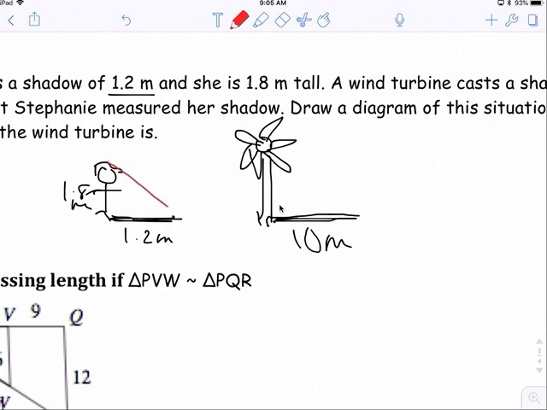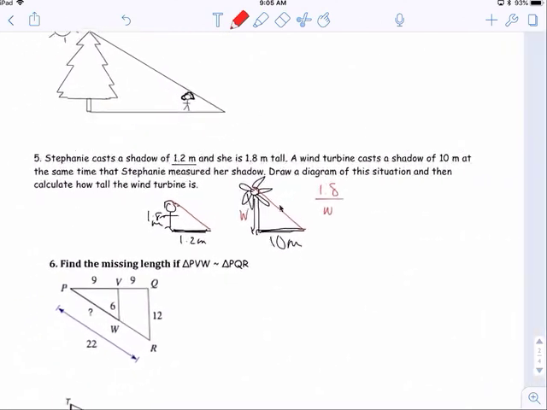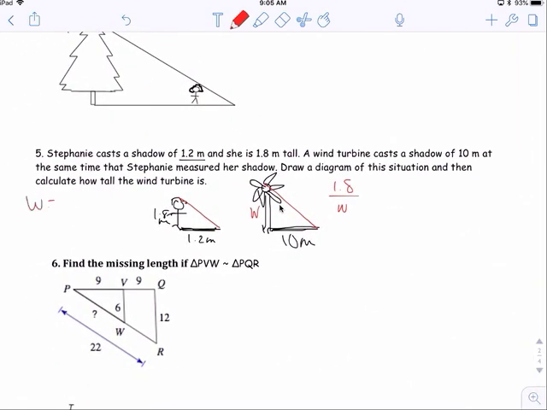So, see this triangle and this triangle. Okay, so we know 1.8 corresponds to the wind turbine. W is the height of the wind turbine. We want to find the height. Calculate how tall the wind turbine is.